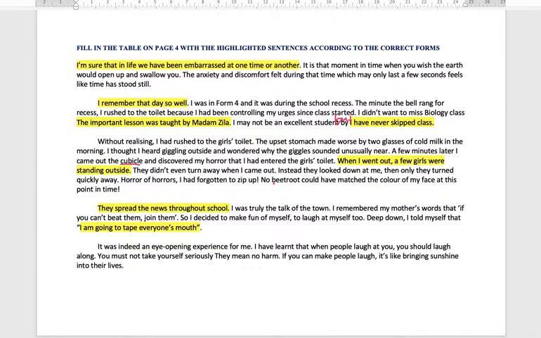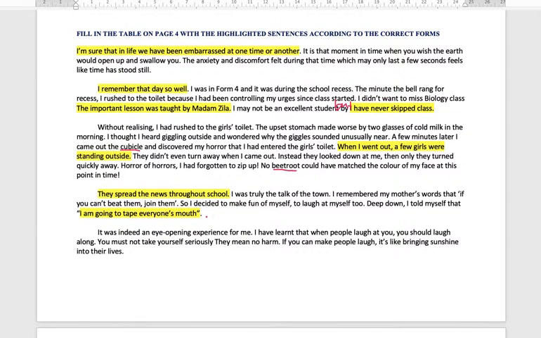No beetroot, beetroot is like a red root vegetable, no beetroot could have matched the colour of my face at this point in time. They spread the news throughout the school. I was truly the talk of the town. Talk of the town means becoming the subject of conversation. I remembered my mother's words that if you can't beat them, join them. So I decided to make fun of myself, to laugh at myself too. Deep down, I told myself that I'm going to tip everyone's mouth.